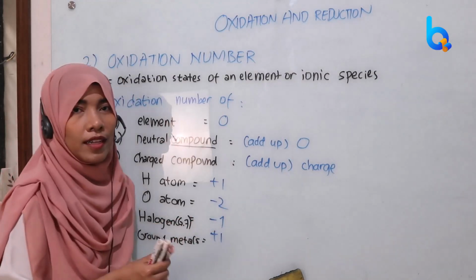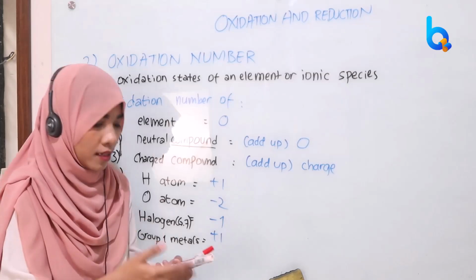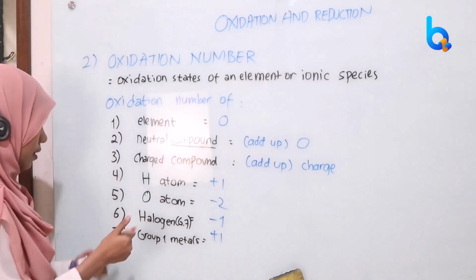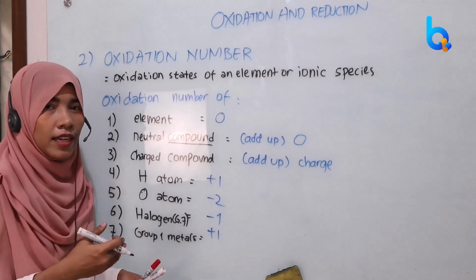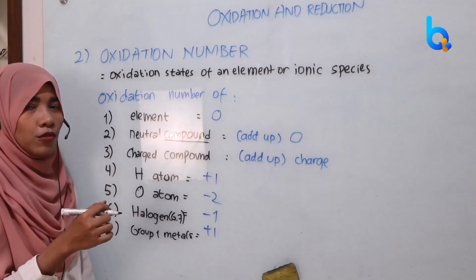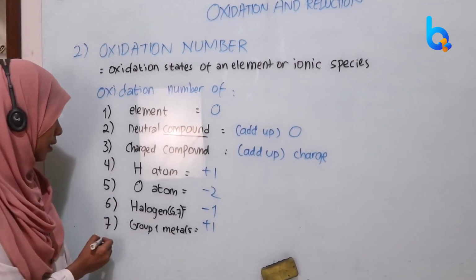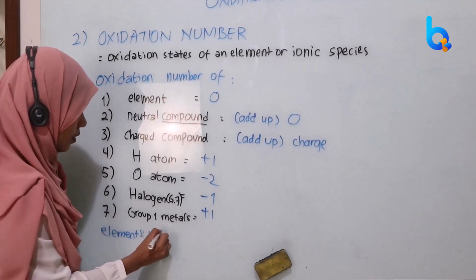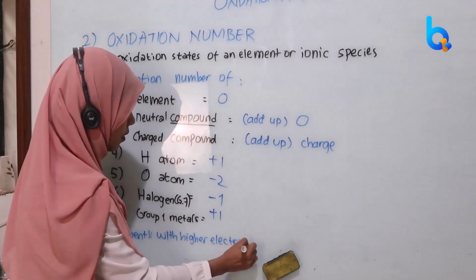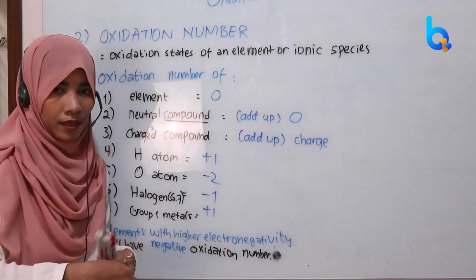Okay. However, although we have this kind of rule, there is a higher rule. If there are 2 elements that usually have a negative charge, we have to choose the element that is more electronegative as the one with the negative oxidation number. So the element with higher electronegativity will have the negative oxidation number. Okay, I will give you some examples here.